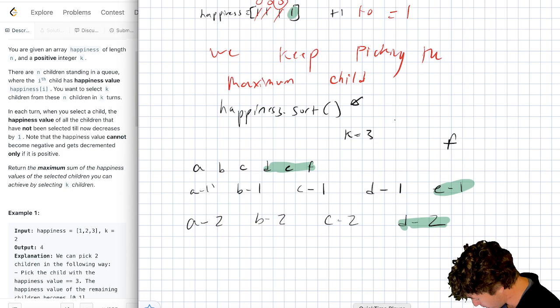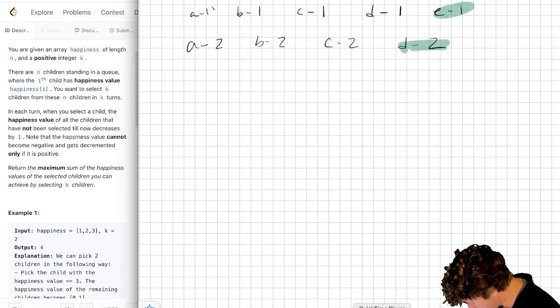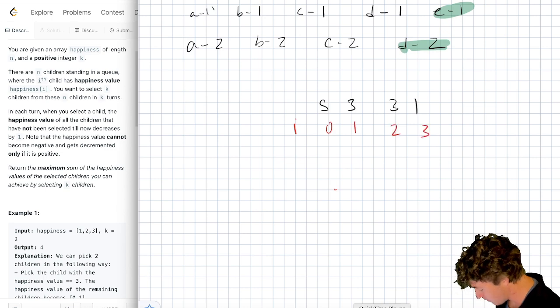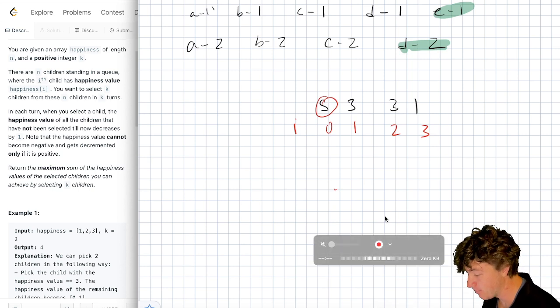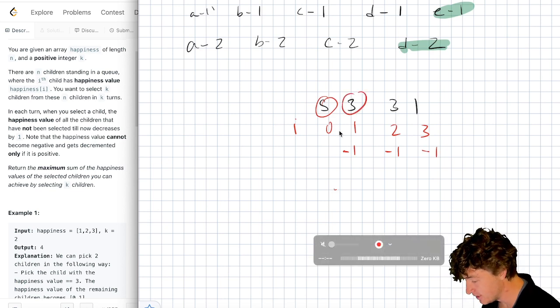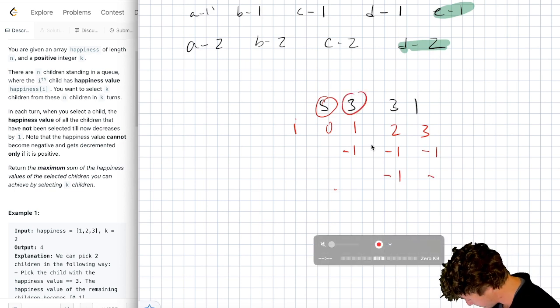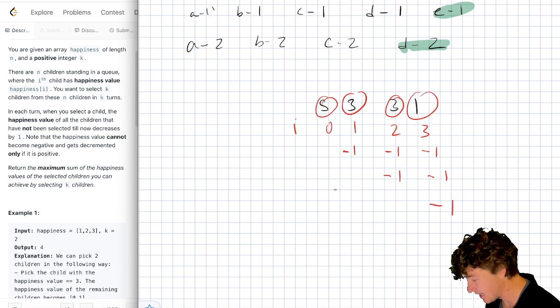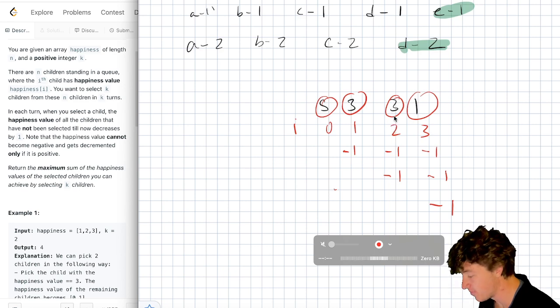When we look at this, say a system like 5, 3, 3, 1, in terms of indexes this is index 0, 1, 2, 3. When I choose this person, they're the happiest person. I haven't chosen anybody yet, so they don't get anything subtracted. After this, everybody gets 1 subtracted from them. When I choose this guy, he gets 1 subtracted from him, and everyone else gets 1 subtracted from them. When I choose this guy, he gets 3 subtracted from him, and everyone else gets 1 subtracted from them.